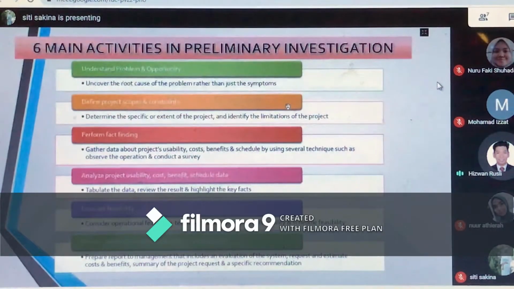The final task in the preliminary investigation is to prepare a report to management and possibly deliver a presentation. The written report and the oral presentation are examples of the need for system analysts to develop strong communication skills. The report includes an evaluation of the system request, an estimate of cost and benefit, and a case for action, which is a summary of the project request and specific recommendation.